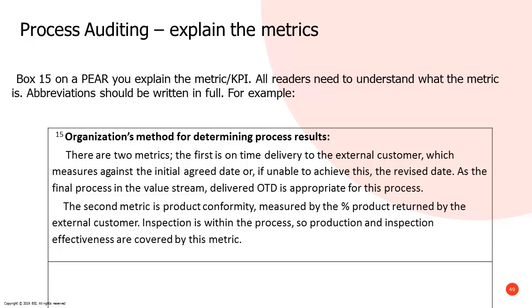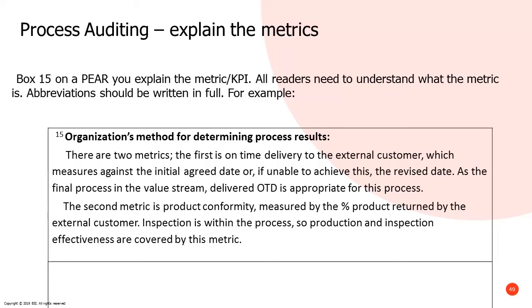Now, on the report form that an external auditor is going to use is the PEAR, the Process Effectiveness Assessment Report. And one of the boxes is to define the metrics. So when you're writing your process definition, understand exactly what you're saying. When you say OTD, what does that mean? Are you talking about OTD to the original contracted date? Is it OTD to the revised contract date? So every metric you use, fully define it.